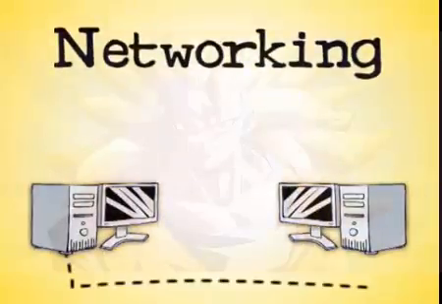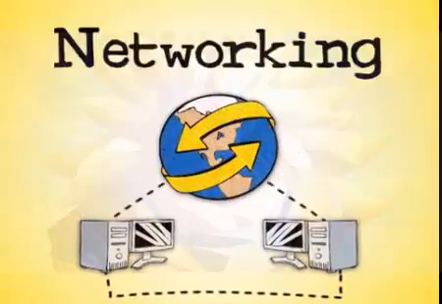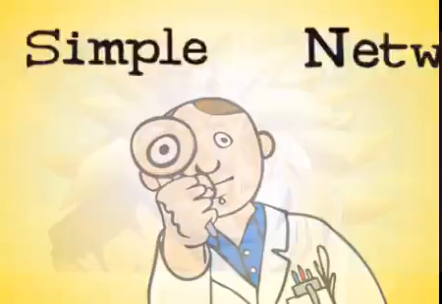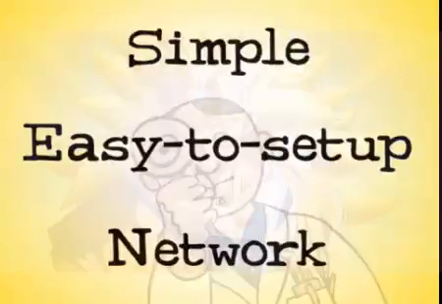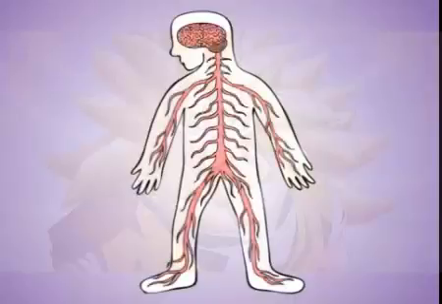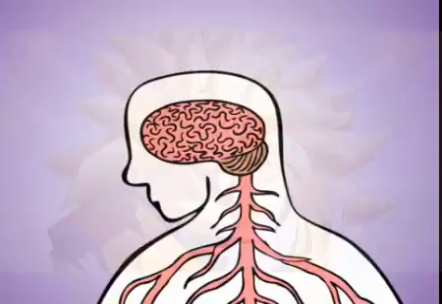Networking is about connecting computers together so they can share data with each other and all connect to the internet at the same time. Let's take a closer look at the key components that make up a simple, easy to set up network. Think of a network as something similar to your body's central nervous system. At the top of the network is a brain that handles all the traffic coming through.